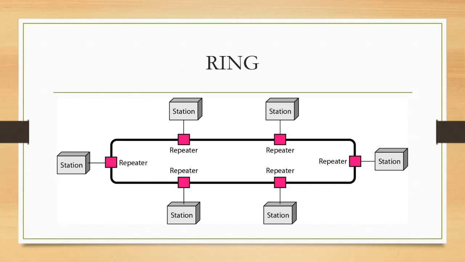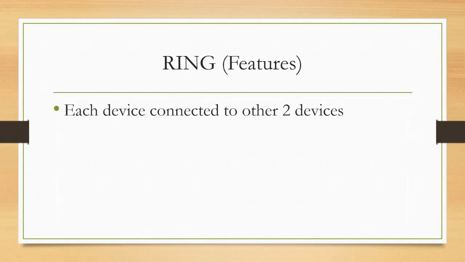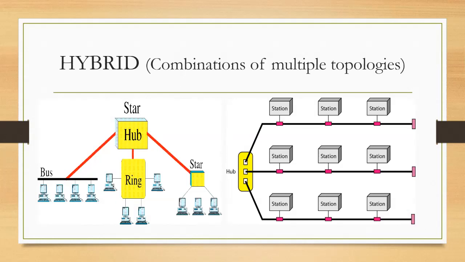Now let us proceed with the next topology, that is hybrid topology, which is a combination of multiple topologies. We can see two diagrams. On the left side, we can have bus topology, ring topology, and star topology, which are again connected to a central controller, which makes it a star topology. But it is a combination of bus, ring, and star, so we will call it a hybrid topology.